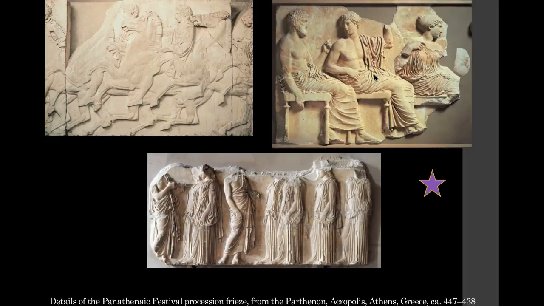The scenes include racehorses, a cortege of offering bearers. We see servants leading sacrificial animals and so on. At the close of the festival, celebrated every 4 years in honor of the goddess Athena, young women belonging to the Athenian aristocracy known as the Arrephoroi.